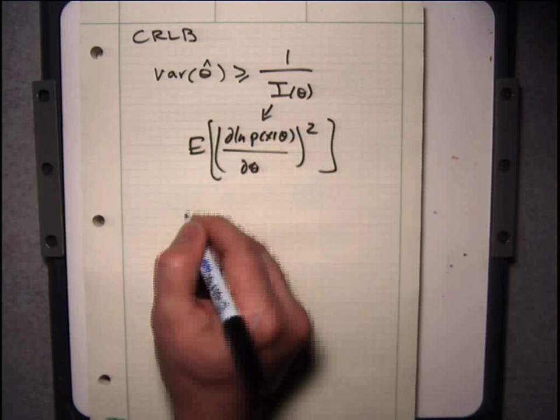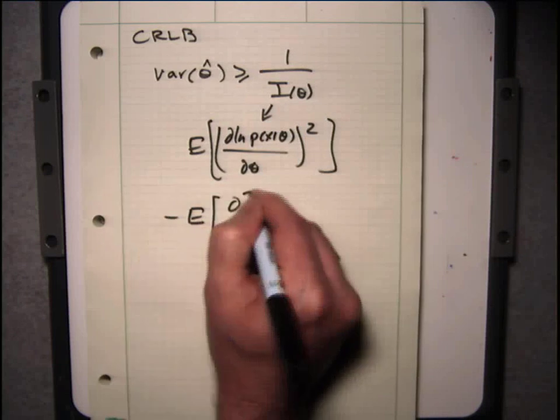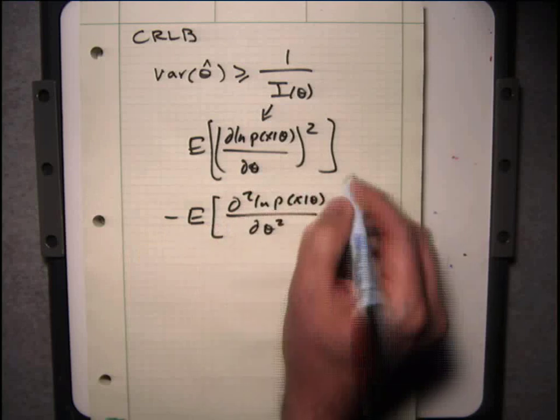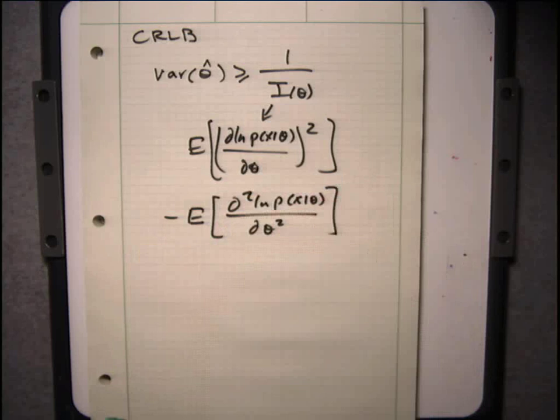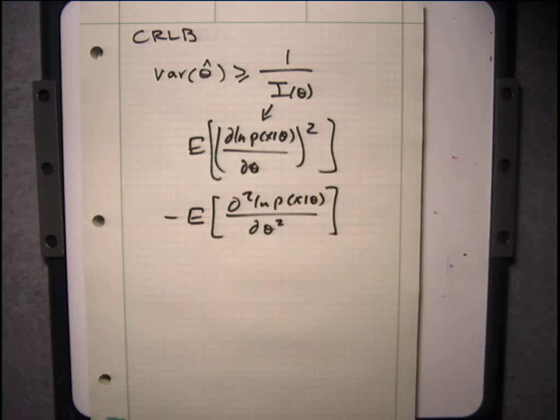Another way to compute it is minus the expected value of the second derivative of the log likelihood function. Okay, these are exactly equivalent, this or that. So this is a bound for the unbiased case. For the biased case, there's an additional term here that takes into account the value of the bias.